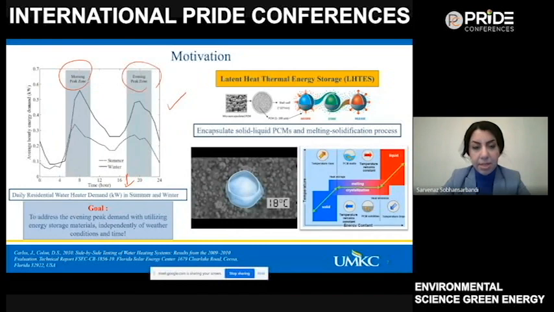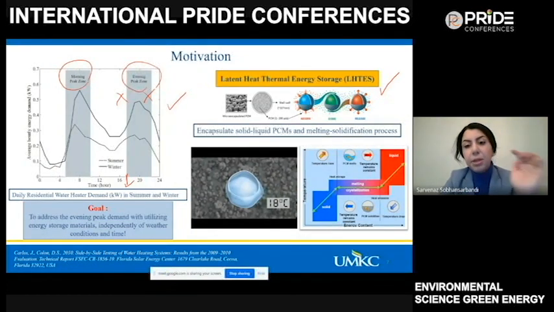So this study, which is part of the research work at my lab, is trying to meet the demand of the evening peak zone without usage of a booster unit, through the integration of latent heat energy storage materials, which are also called phase change materials. If you know them, these are materials that go through a phase change process when they do melting and solidification.